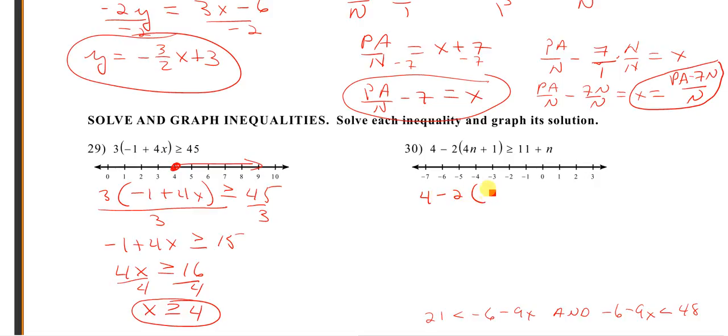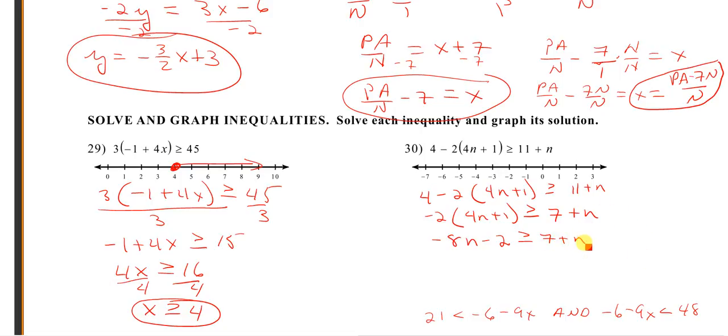rewrite it. Okay, let's subtract 4 from both sides. So that would give me a negative 2. And if I subtracted 4 from this side, I would have 7 plus n. Alright, now then, let's go ahead and distribute this 2 in. So that would be a minus 8n. Negative 2 times 1 is a minus 2. Is greater than or equal to 7 plus n.